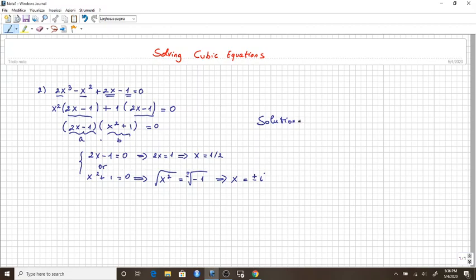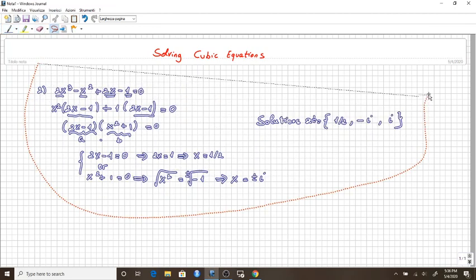So the solution set is given by 1/2, which is the only real number, and then we have negative i, and then we have positive i. Okay? Alright.